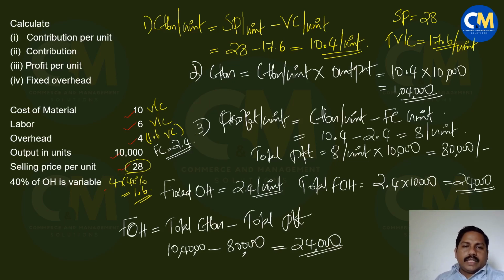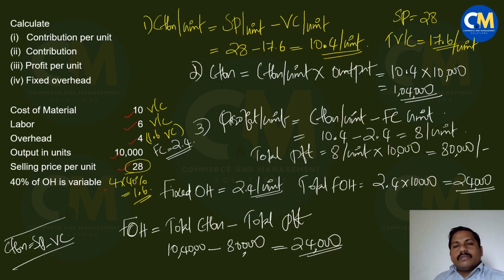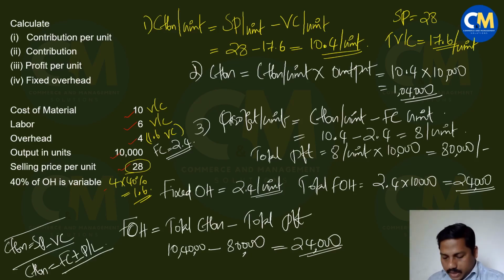Please keep in mind the contribution equation, that is contribution is always equal to selling price minus variable cost. Remember this equation. From this equation all other formulas we can create. And keep in mind one more equation regarding this, that is contribution we can calculate in another way, that is contribution is equal to fixed cost plus or minus profit or loss. This is another equation to calculate the contribution. So hope you understood how to work out this kind of question.